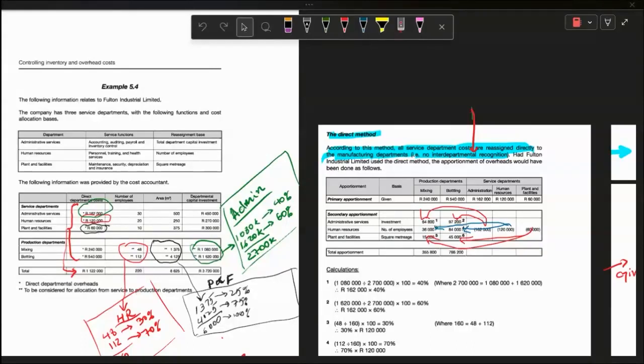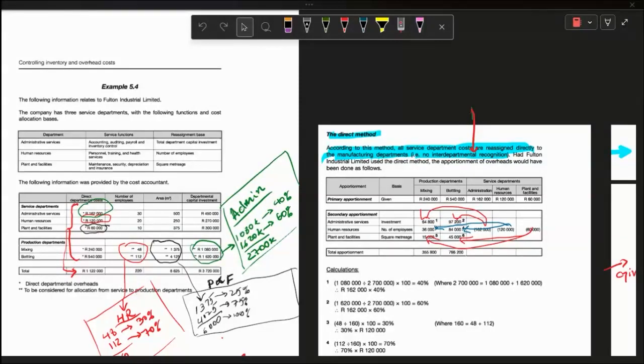But look very carefully here at the reassignment base. Yes, those tables will be provided to you. There is no way that they don't provide them. They will tell you this is the manufacturing, manufacturing is divided into two departments, and the services are divided into this number of departments. Now, pay attention here. You can see the following information was provided by the cost accountant. The service departments, and here the production departments, they tell you it's mixing and bottling.